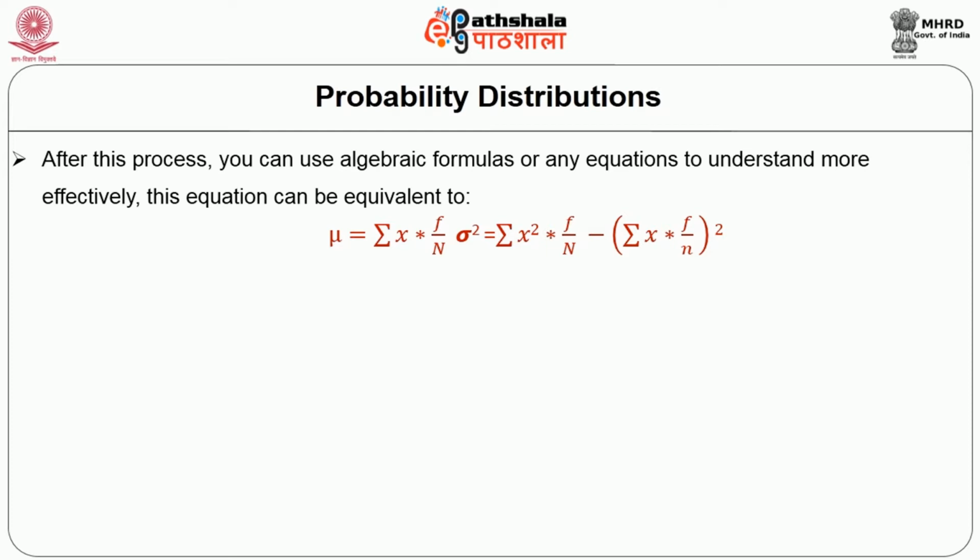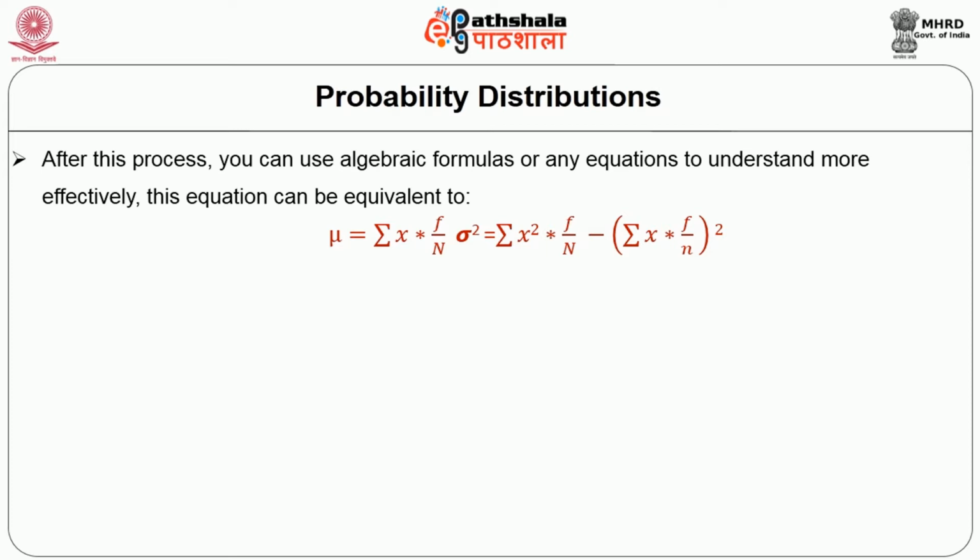This equation can also be written as another equivalent equation. Look at this equation. It says that the mean is equal to the sum of x into f divided by n, that is, events divided by the number in the population, and the standard deviation is equal to the sum of x square into f divided by n minus the square of the sum of x into f divided by n.